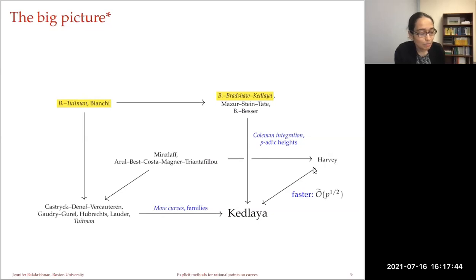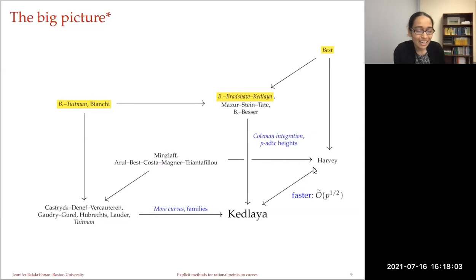And so Minzlaff and Arul, Best, Costa, Magner, and Triantafillou did this for superelliptic curves, for cyclic covers of P1. So they have fast zeta function algorithms to do this. And then we still have a few more things that we can complete in this diagram. My student, Alex Best, started by taking Harvey's fast zeta function algorithm and added Coleman integration to that, and showed that one can compute Coleman integrals fast in a Harvey style way.